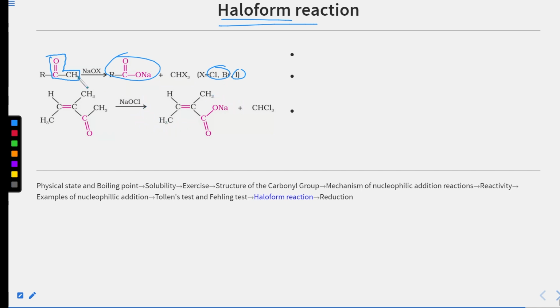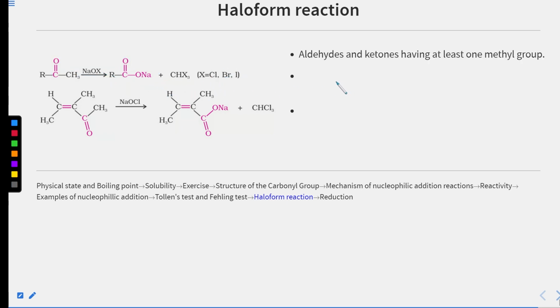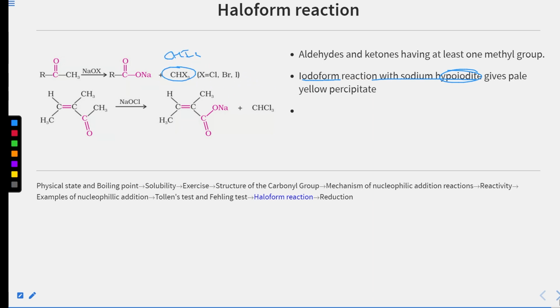So how is it done? You treat your CH3CO group containing compound with NaOH and sodium hypoiodite, and you will get this product. Now, what is the condition? As I have told, it should contain at least one methyl group attached to your carbonyl center. Next, the iodoform is formed in the reaction with sodium hypoiodite. What is iodoform? This is called iodoform, CHI3. Sodium hypoiodite is NaOI.